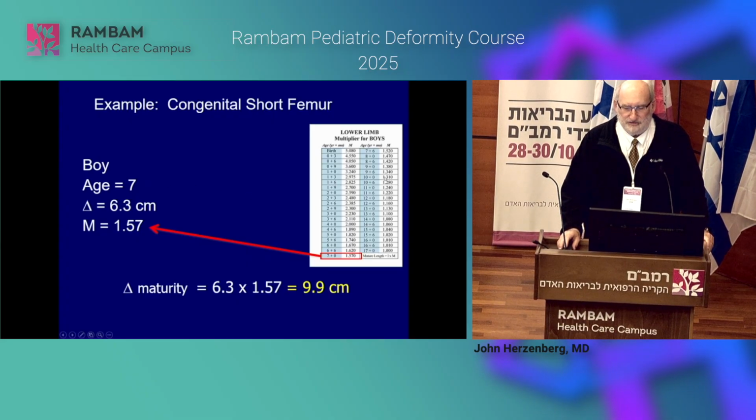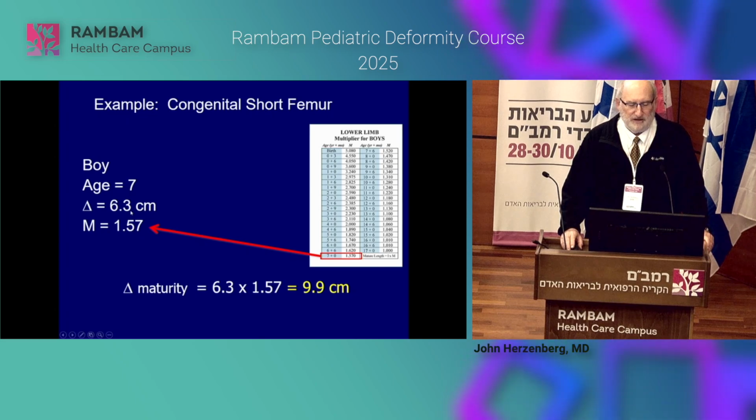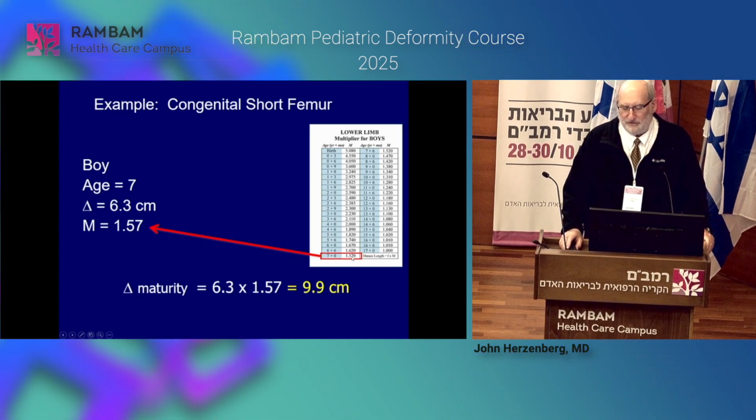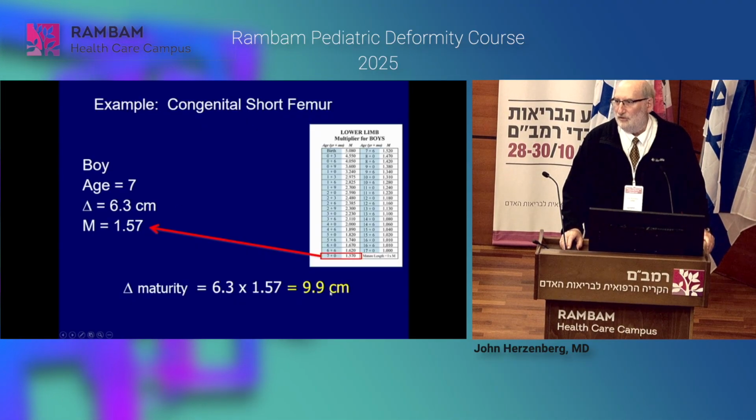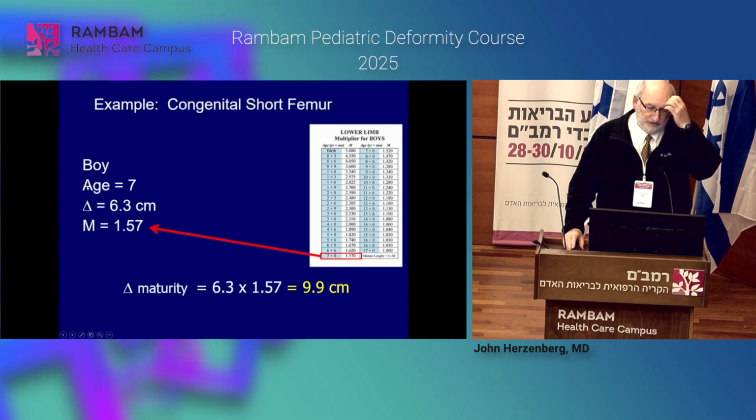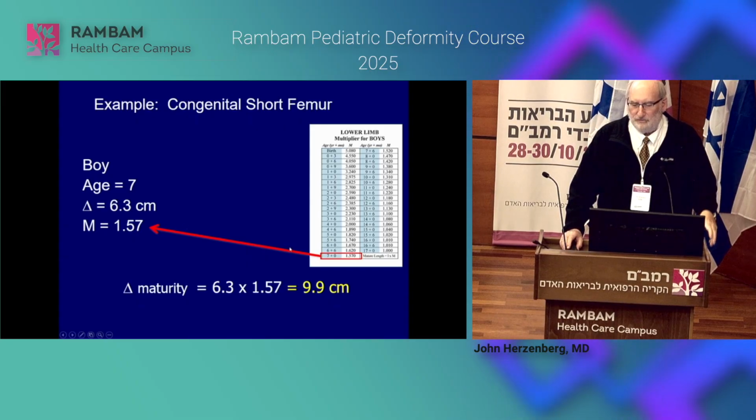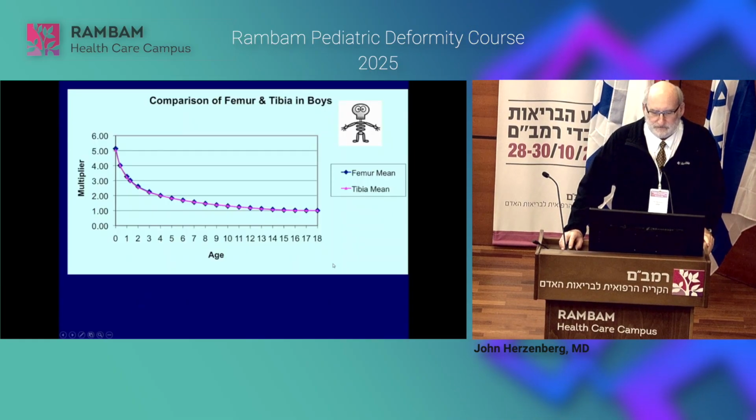So how do we use this clinically? This is our multiplier charts, and it's a different one for boys and girls. You have to have a boy and girl chart. But if you take like a 7-year-old boy, for example, and they've got a 6.3 centimeter leg length discrepancy, the multiplier for age 7 is 1.570. You multiply that by the leg length discrepancy, and you get a predicted discrepancy of 9.9 centimeters. And there's a whole derivation as to why that's true for discrepancy as well as for actual length. I won't bother to go into that right now.